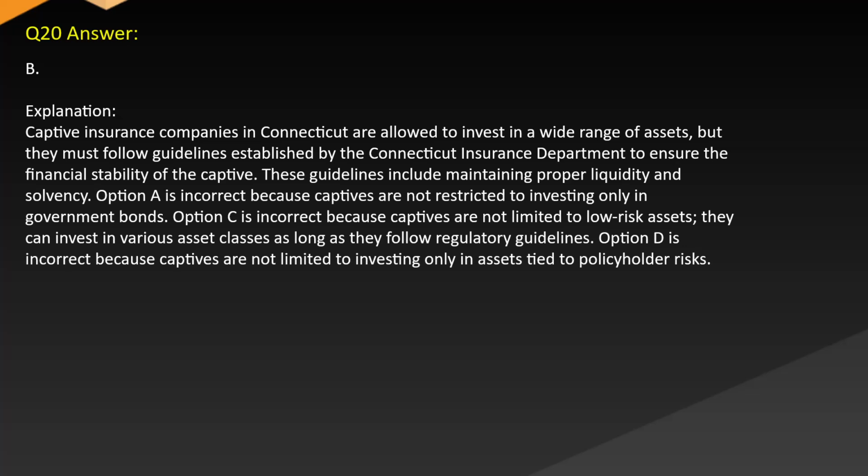Option A is incorrect because captives are not restricted to investing only in government bonds. Option C is incorrect because captives are not limited to low-risk assets, so they can invest in various asset classes as long as they follow regulatory guidelines. Option D is incorrect because captives are not limited to investing only in assets tied to policyholder risks.